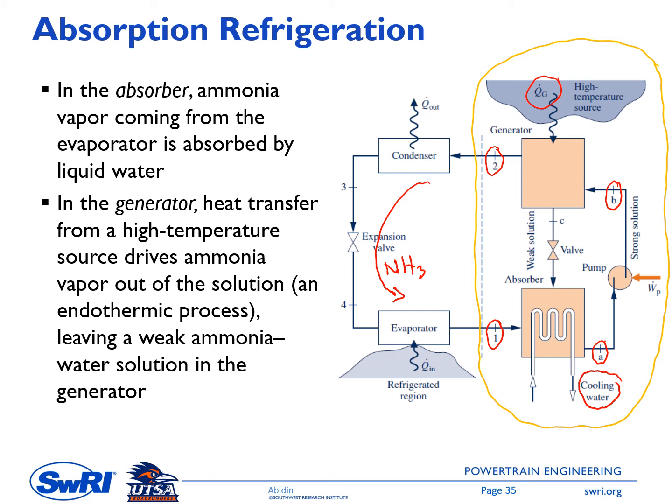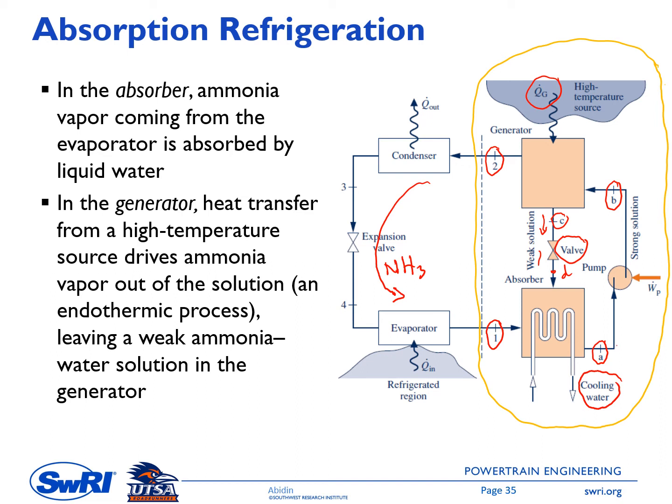And then the water solution with less concentration of ammonia will flow to this path, and then through the valve back again to the absorber. The working fluid through this valve, from point C to point maybe D here, is the working fluid with less concentration of ammonia. That's why it's called weak solution. Okay, so just to make sure to differentiate between weak and strong.